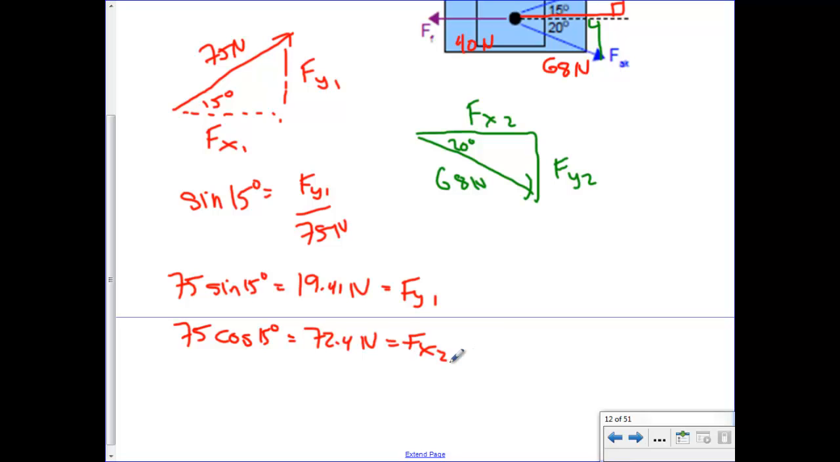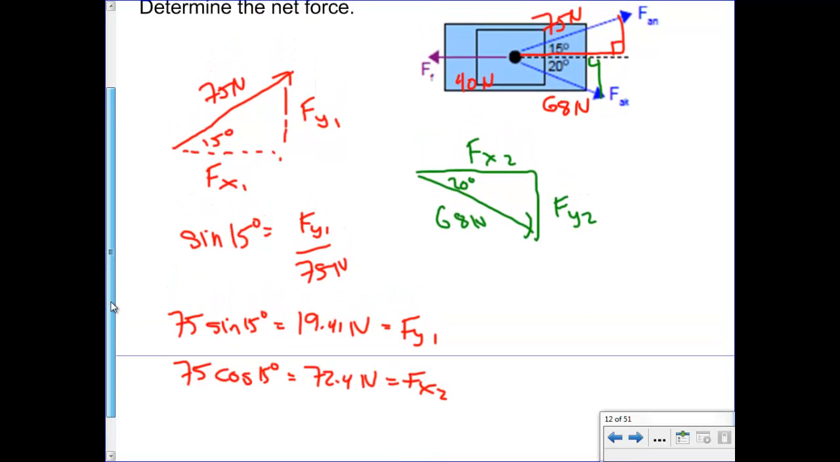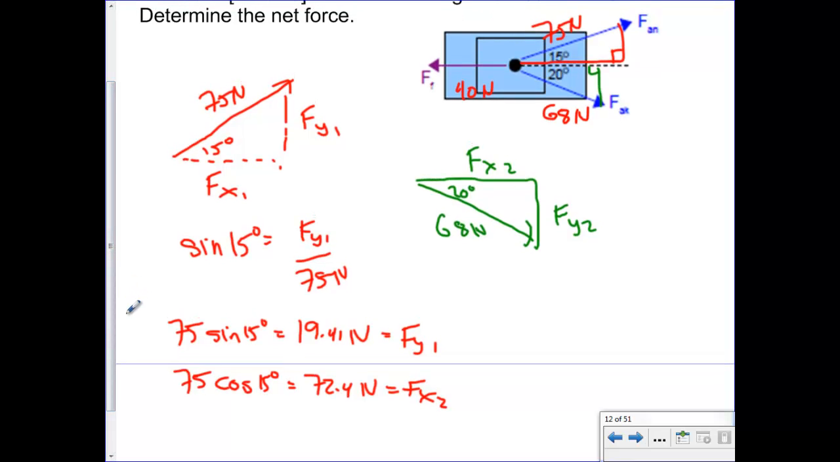Let me just talk about that for a second. Go back up to my diagram. How strong is person 1 pulling on the rope? Well, he's actually pulling with 75 newtons. But is all of that 75 newtons going in a useful direction? I'd say no. 19.41 newtons is actually pulling the car kind of north. That doesn't help because we need to pull it out of the rut the other way. So of that 75 newtons, there are 72.4 newtons that are actually going the way we want. Does that make sense?